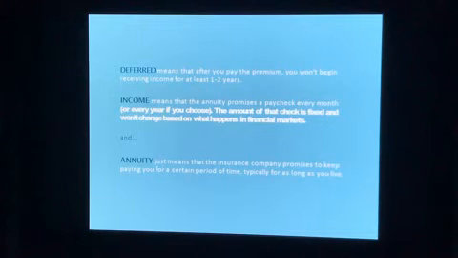And lastly, annuity. We already discussed annuity many times. Again, this is just for your information. Annuity just means that the insurance company promises to keep paying you for a certain period of time, typically for as long as you live. It is linked with the average life of a person living in that particular society, or maybe it's for lifetime. The type of annuity is not mentioned because the life of every person is different. Nobody knows when he is going to die.